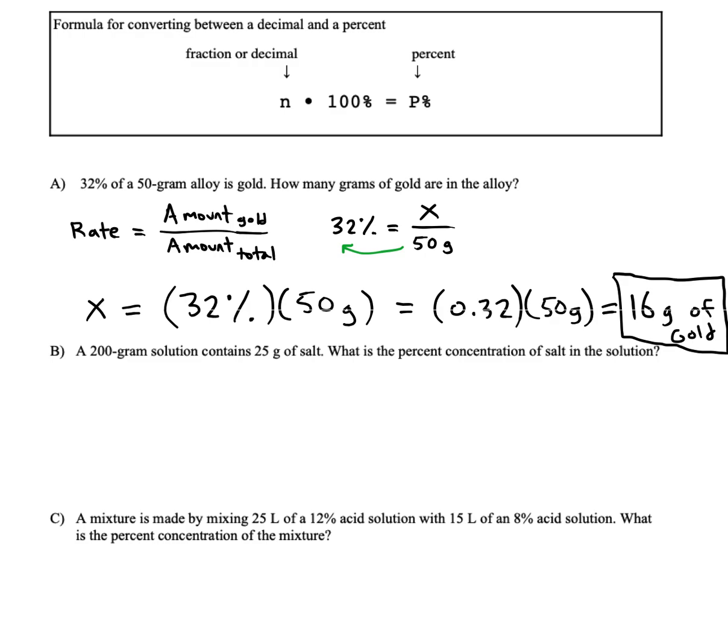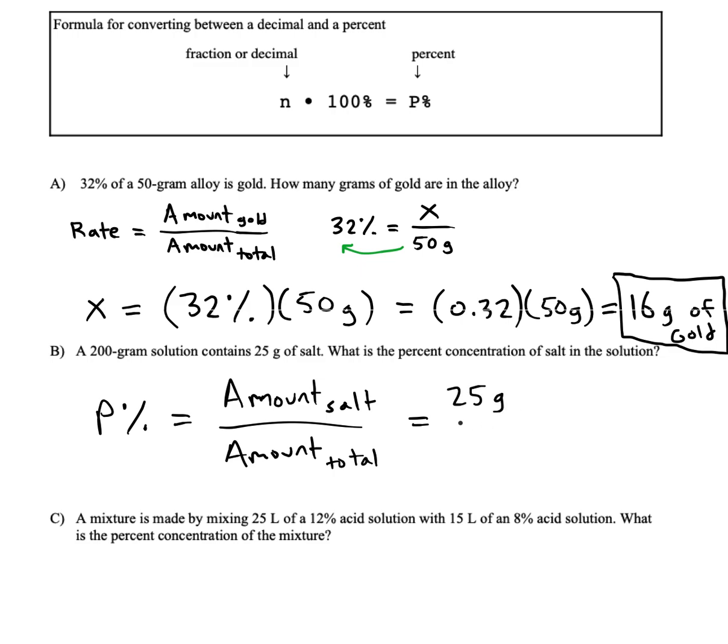Next one says, a 200-gram solution contains 25 grams of salt. What is the percent concentration of salt in this solution? So for that, we can find our percent just by dividing the amount of salt in the solution by the total. So it's going to be 25 grams of salt divided by 200 grams of the total solution. I get 0.125.